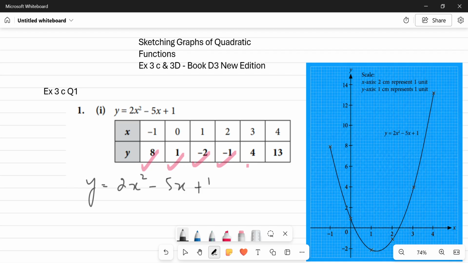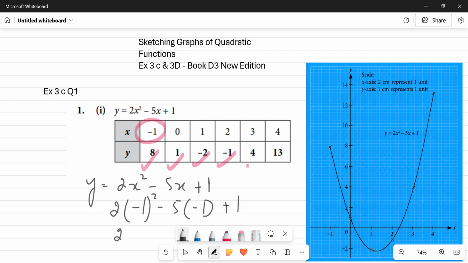In the question, the y value is not given to you. You need to find it out. So here x values are given. So I'm taking the first one, minus 1 here. So 2 times minus 1 the whole squared, minus 5 times minus 1, plus 1, right? Now you solve the bracket. Minus 1 the whole squared gives you 1, and then multiplied by 2 gives you 2 here, right? Because minus 1 times minus 1 gives you positive 1.